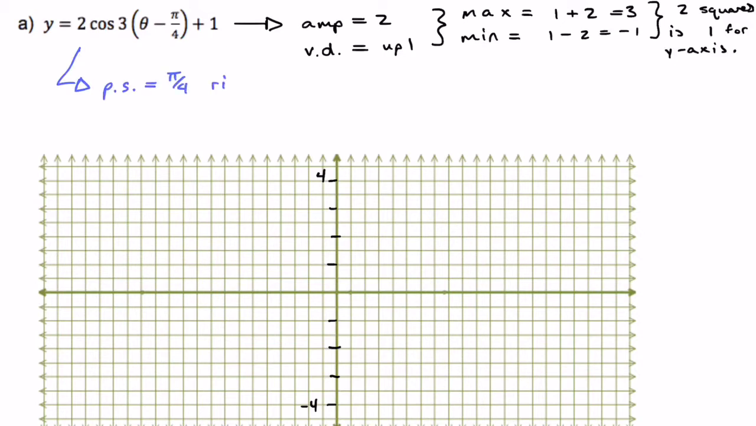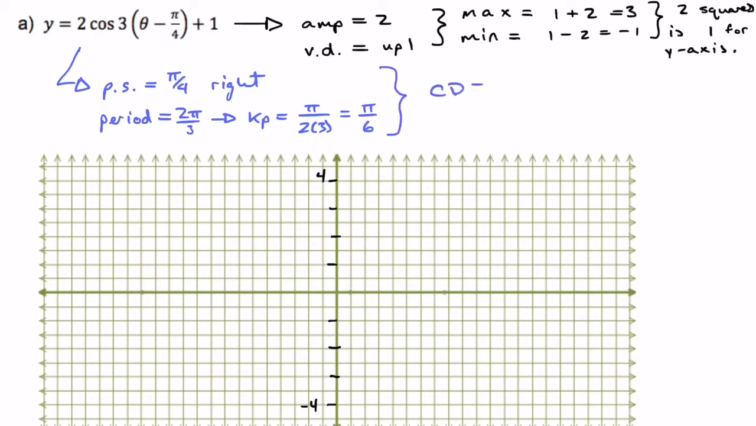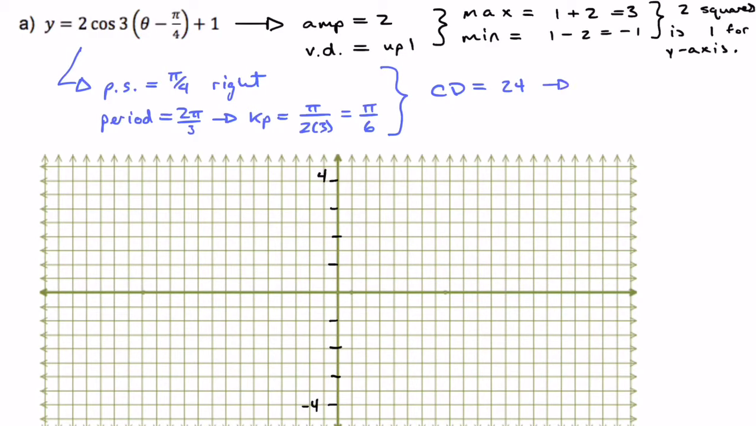So the phase shift of this is π/4 to the right, and the period is 2π divided by 3. For graphing though, what we really want are the key points, and that's going to be π divided by 2 times b, which is 3. So π/2 times 3 is π/6, is how far apart our key points are going to be. Now we need to find a scale so that we can get the phase shift of π/4 and the period of π/6.